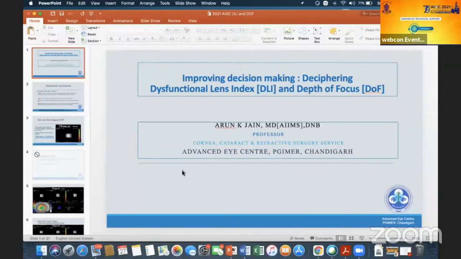Okay. So the last talk is on how to improve our decision making and how we decipher dysfunctional lens index and depth of focus in various cases.